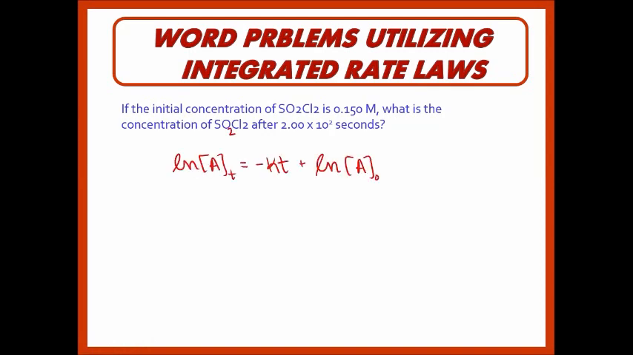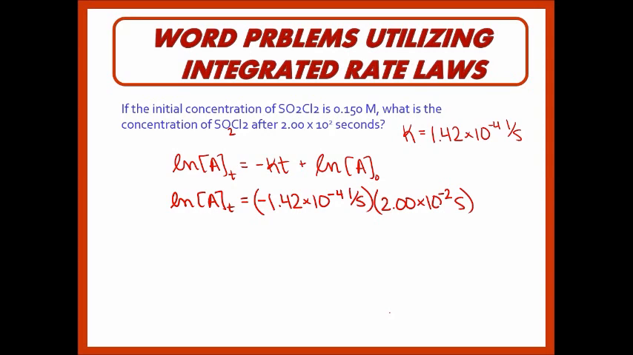And so again, we'll still be using this first order rate law. Our rate constant, which was given to us previously, is 1.42 times 10 to the negative fourth inverse seconds. So we're trying to solve for this concentration at the time that's given to us. So we can plug in our rate constant, plug in the given time, plus the natural logarithm of the initial concentration, which was given to us in the problem as 0.150 molar.